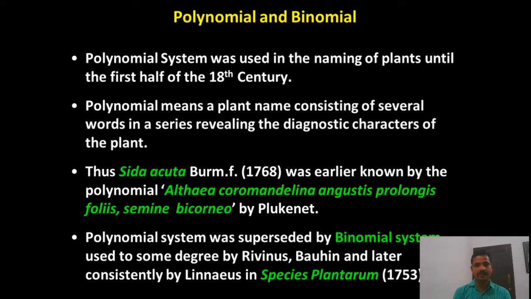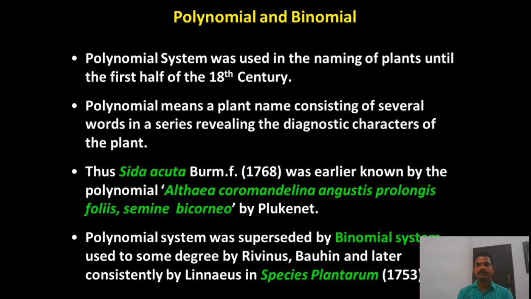Thus, Sida acuta is a common plant that is commonly known as Anakurundoti. The present name, the binomial, is Sida acuta. It was published in 1768. It was earlier known by the polynomial Althea coromandelina angustis prolongis foliis semine bicorneo, and that was named by Plukenet. So that is polynomial, using many words to name a plant.